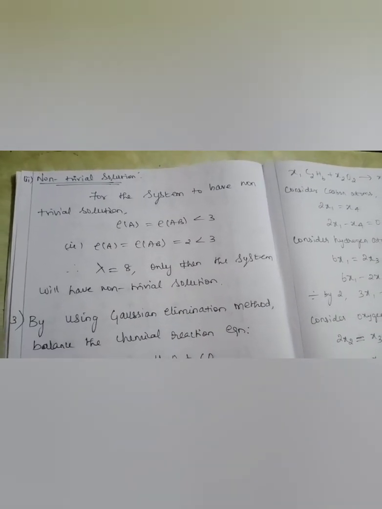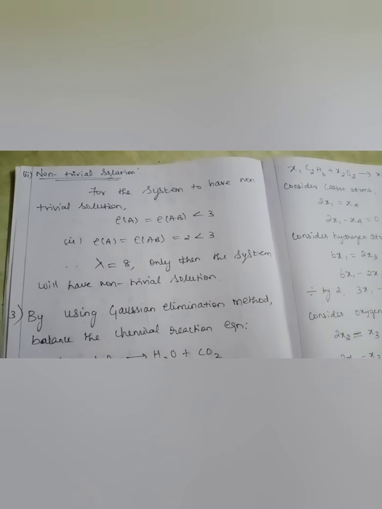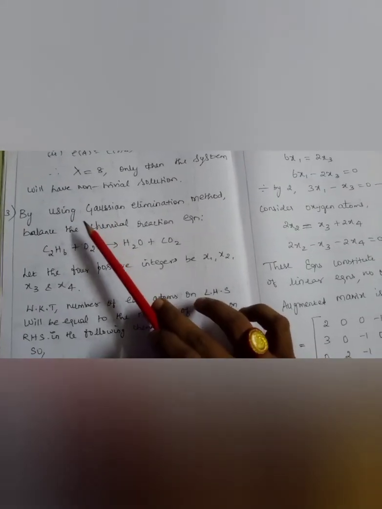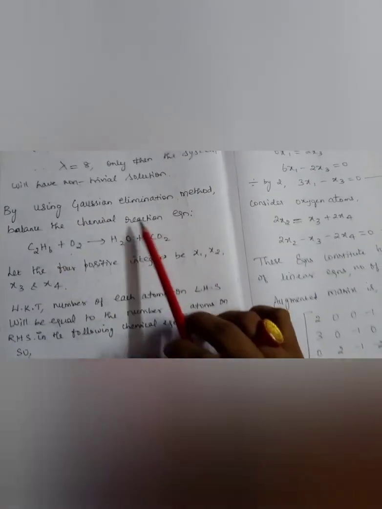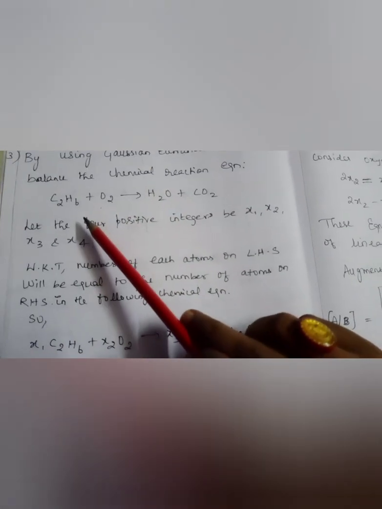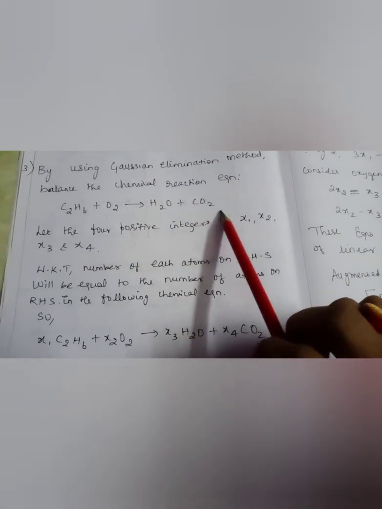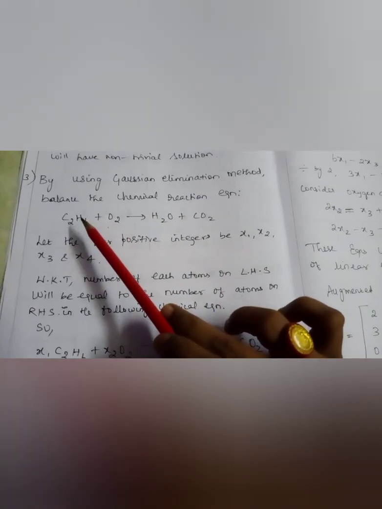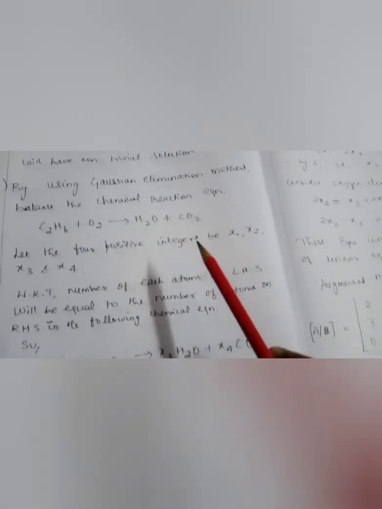Now we will see chemical reaction, balancing the chemical reaction equation. So now we are going to see how to balance a chemical reaction equation using the application of matrices. See, it is the third sum from exercise 1.7. By using the Gaussian elimination method, balance the chemical reaction equation C2H6 plus O2 gives H2O plus CO2. So let the 4 positive integers, because we have 4 terms, be named x1, x2, x3, x4.